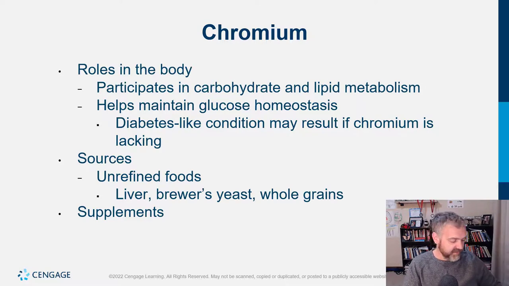And then on my little section that I did on chromium, I talked about the supplementation thing: needed for insulin to transport glucose into your cells. Treating a deficiency will help with blood sugar regulation, but supplementation is rarely needed. In many foods, but onions, tomatoes, and potatoes are good sources.